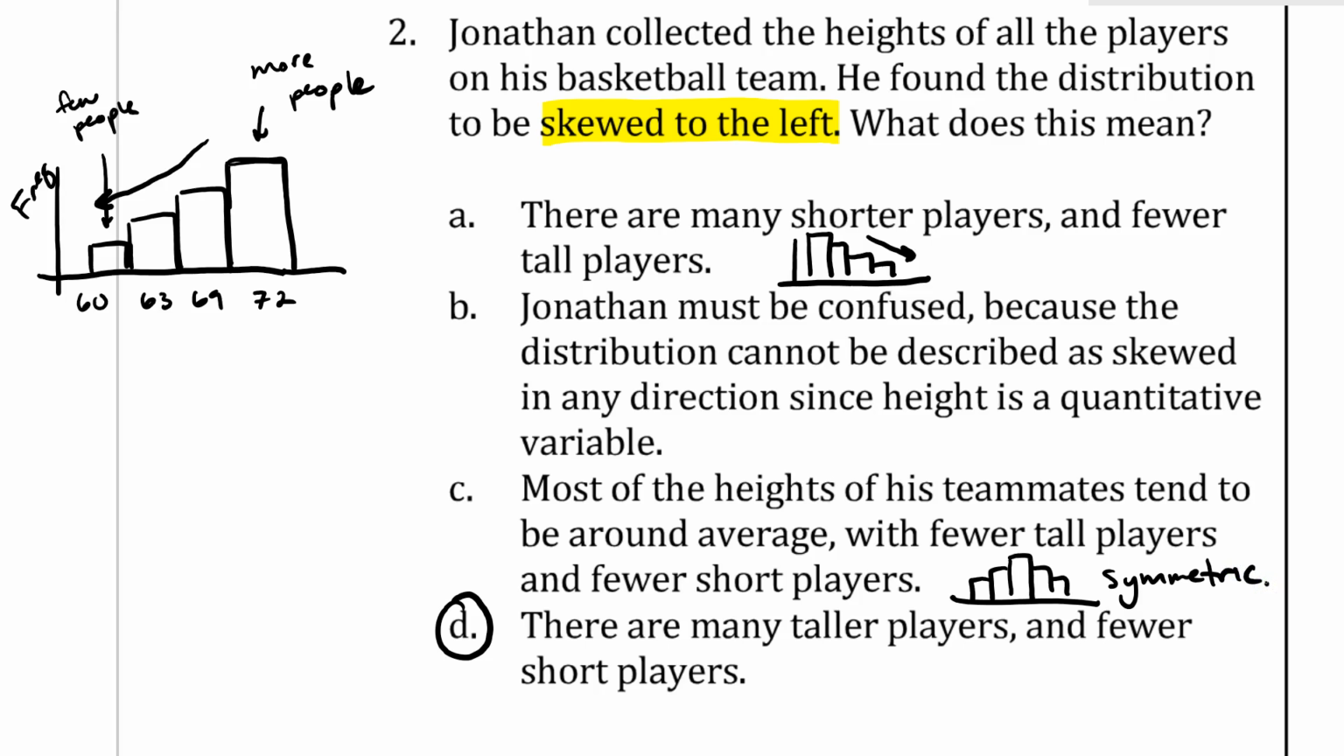And then lastly, letter B says, Jonathan must be confused because the distribution cannot be described as skewed in any direction since the height is quantitative. Well, that's what we want to have, actually, is we need something quantitative. If it was categorical, now we can't talk about skew because there's no higher or lower if we're talking about something that's categorical. Like we can't say, oh, red is higher than blue. It makes no sense. So we need quantitative variables. Now, if this was a categorical variable, then that would be something that would be an answer.